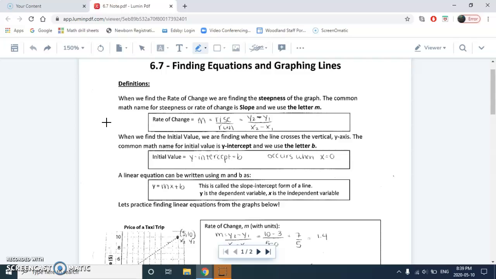So when we find the rate of change, which is something that we've done earlier in the unit, we are finding the steepness of the graph. The common name for this in math, the steepness or rate of change, is the slope of a line, and we're going to use the letter m. So rate of change equals m, which equals our rise over run. So remember our rise over our run on the graph. We'll take a look at that in a second.